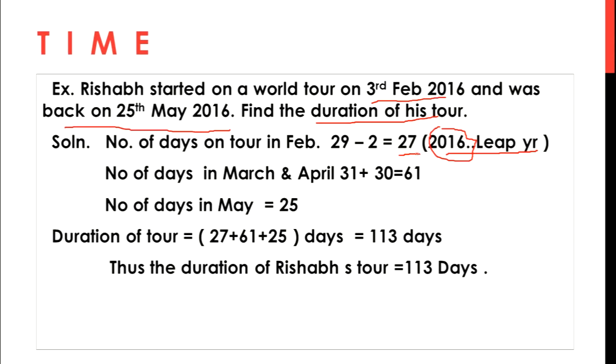He was on tour for 27 days in February, again 31 days in March and 30 days in April, that makes 61 days. So guys, from February to April, 27 days plus 61 days. Now the days in May: he returned, he is back on 25th May, means the number of days in May is 25 days. Therefore, the duration of his tour was 27, 61 and 25 days, that makes 113 days.